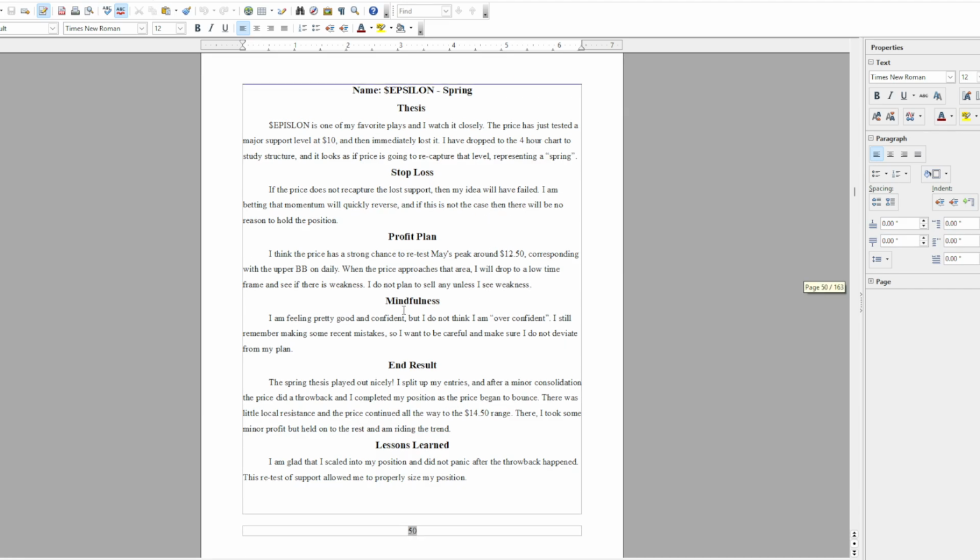Mindfulness. You always want to challenge yourself. How am I feeling? What am I thinking? I'm feeling pretty good, but I don't think I'm overconfident. I still remember some recent mistakes, so I want to be careful. This is good. Being careful, being mindful.